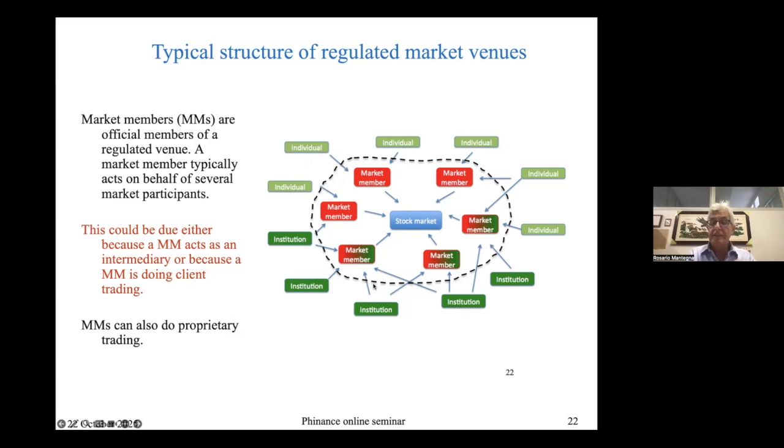So the system is organized in layers. You have the broker. Some market member can be both a broker, having a brokerage house, and act as a market member. So the point that I want to highlight is that typically in a regulated market, to perform a transaction, you need to go through a market member. A market member is a member of the venue and has the right to act in the market.